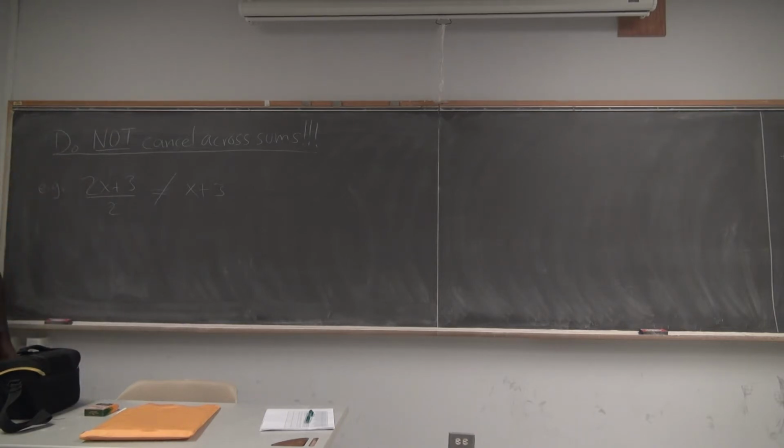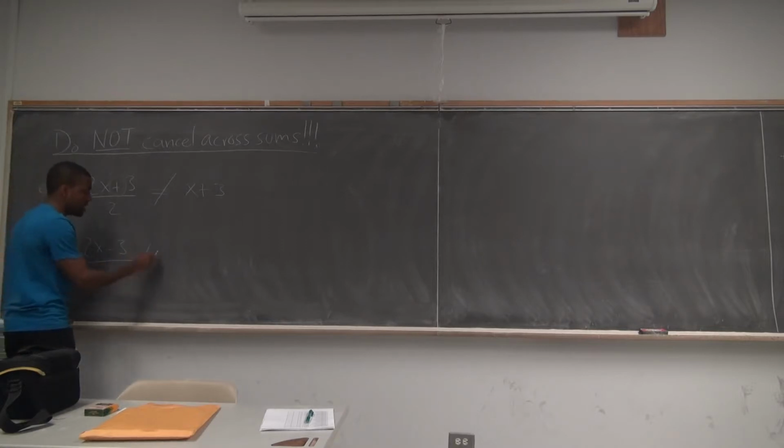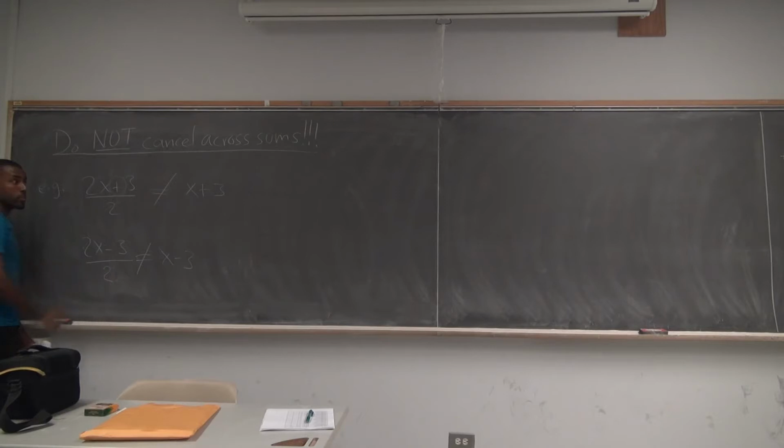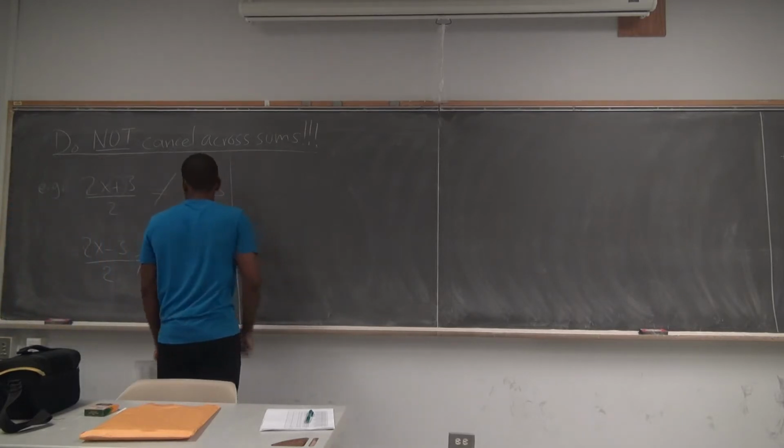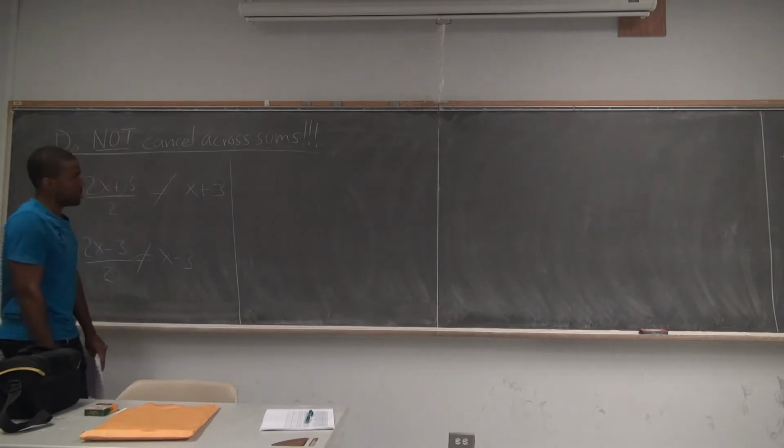Why can you not cancel the 2's? Because there's a plus sign in between the two terms. And that term doesn't have a 2 in it, right? If there's a plus or a minus sign, same thing for (2x - 3)/2. So minus is the same thing. You cannot cancel the 2's. This is not the same as x minus 3, right? You cannot cancel across sums, right? Now, there might be times in class where you see me do something like this.